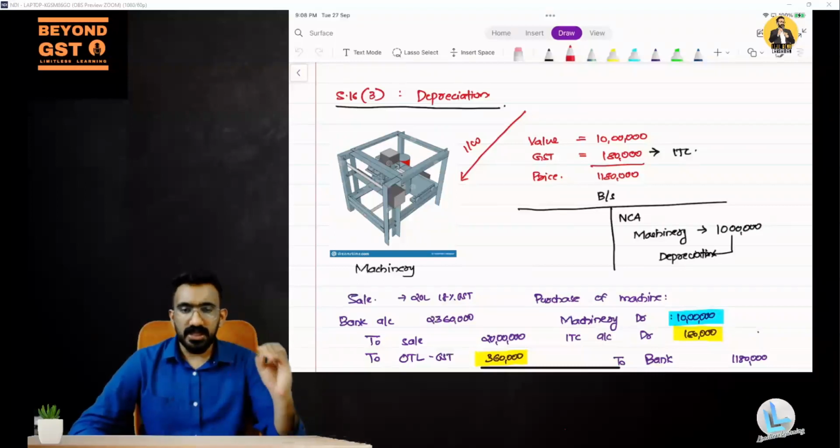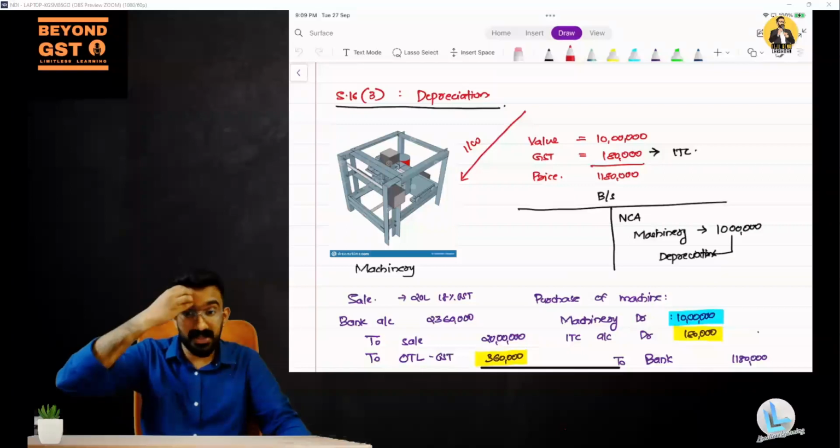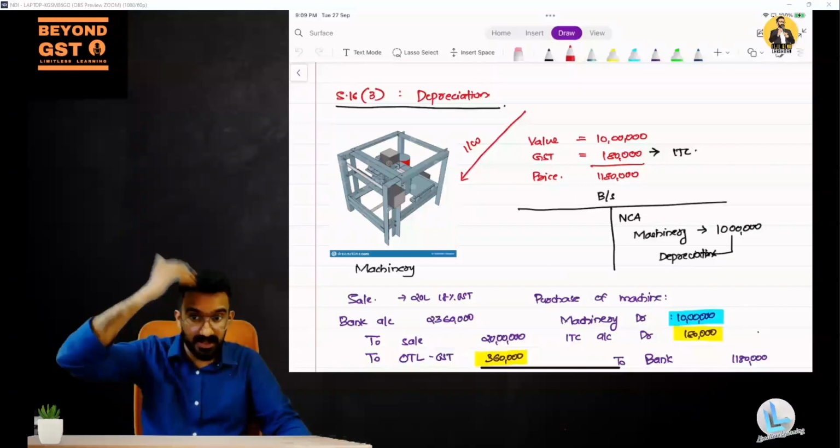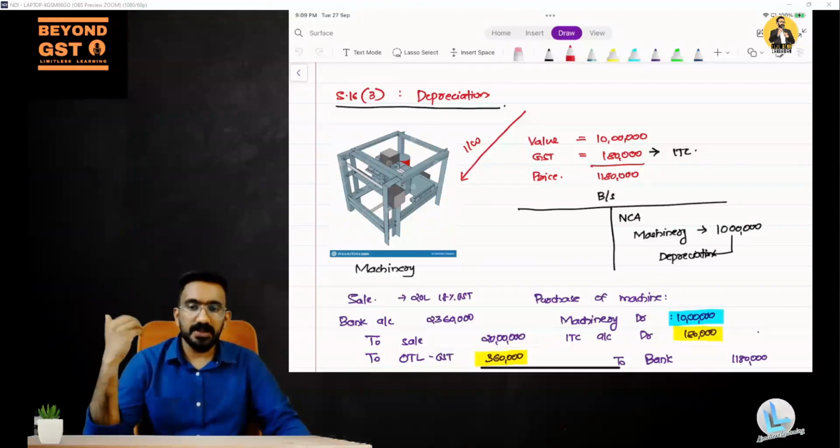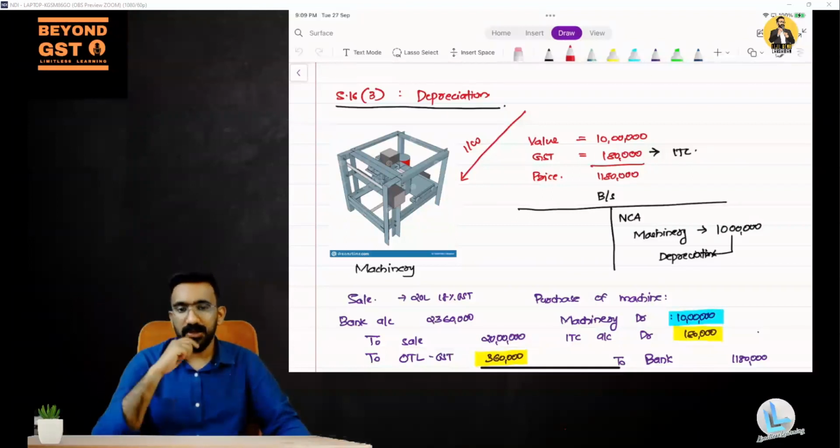Section 16(3), depreciation. Okay, what it says. Say I purchased a machinery and the value of the machinery is 10 lakh and GST is 1,80,000. So total price I paid for the purchase of machinery is 11,80,000. Question is, how much will I capitalize in my books of account? When I purchase a machinery, will I show it as an expense or an asset? I'll show it as a non-current asset, right? So it's an asset for me. So when I'm capitalizing the asset, can I capitalize the entire 11,80,000 or should I capitalize 10 lakh on it?